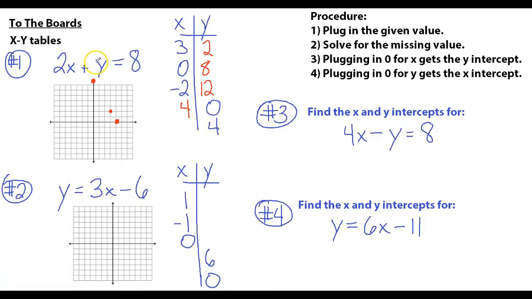Let's plug in 4 for y. I get 2x plus 4 equals 8. Minus the 4 over, I get 2x equals 4. When I divide by 2, I get x equals 2. So 2, 4 should be a point. 1, 2, up, 1, 2, 3, 4.